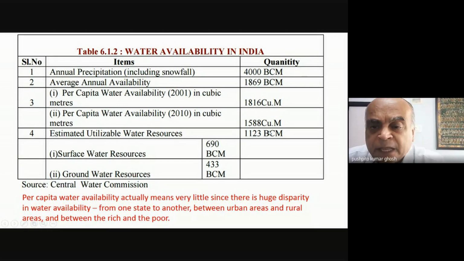Out of even this, it is believed that the actual utilizable resources, because not everything that is available is utilizable, is roughly about 1123 billion cubic meter, and that is divided between 690 billion cubic meter of surface water and roughly about 433 billion cubic meter of groundwater.